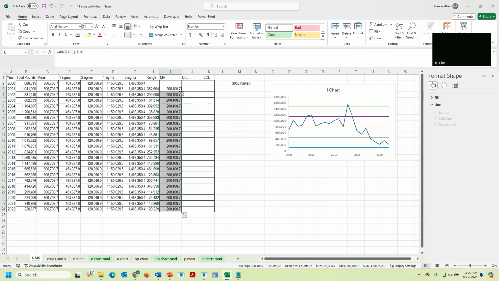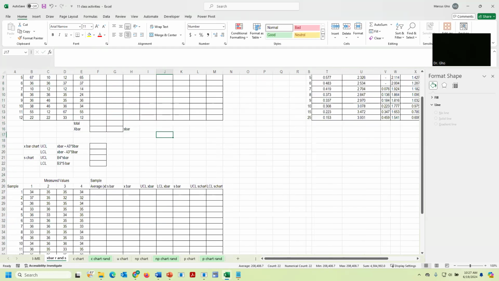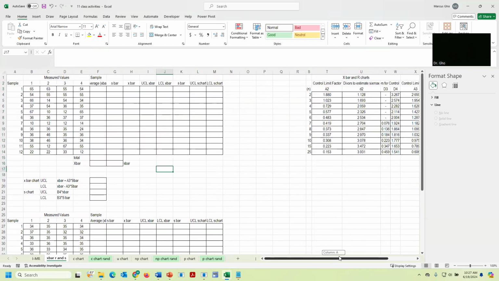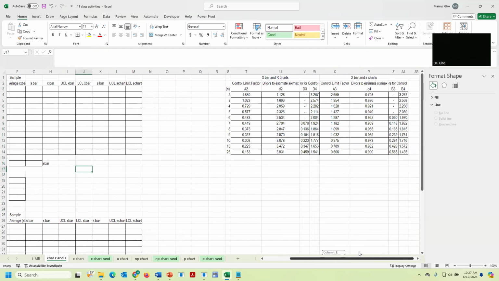And to do our upper control limit and our lower control limit, there's a more complicated formula. Oh, I think we can see it. Let's see. It depends on how many observations you have. We only have one, so we'll go with the closest one. We have 3.267.